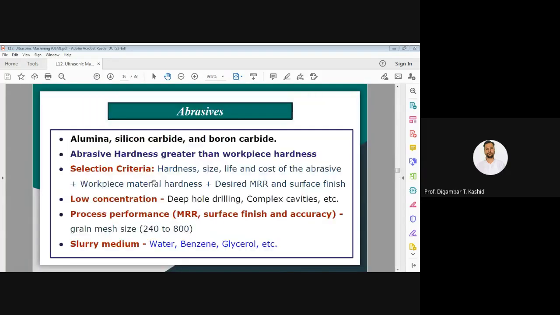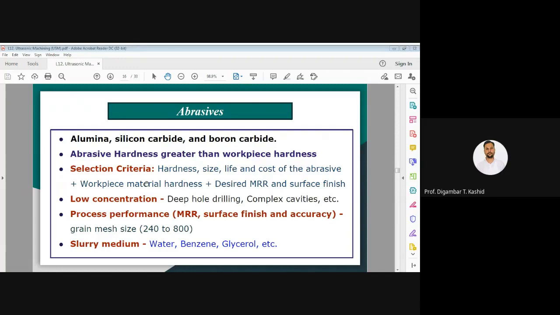Then the important thing is the abrasive: which type of abrasive we can use. Here you can see there are various kinds of abrasives used in ultrasonic machining, and some of them are alumina, that is Al2O3, then silicon carbide SiC, and boron carbide B4C. The hardness of the abrasive should definitely be greater than the workpiece hardness. Otherwise, the abrasive itself will fracture or break, rather than remove the material from your workpiece.